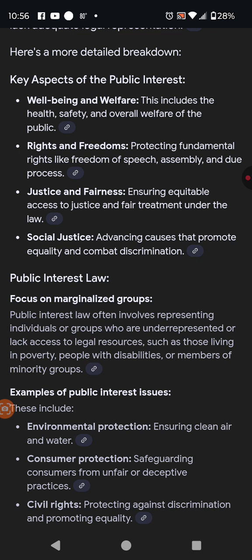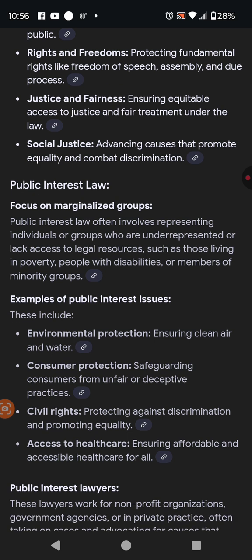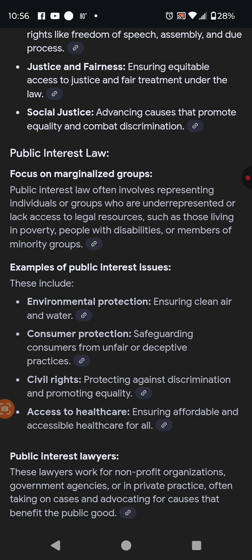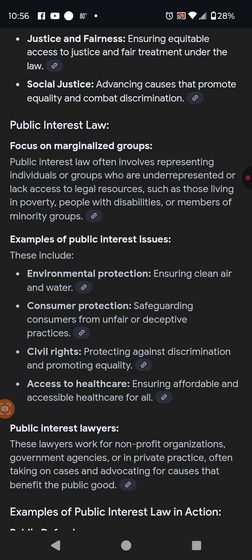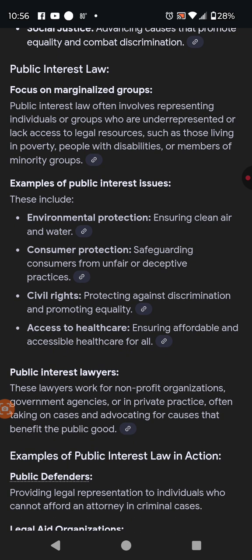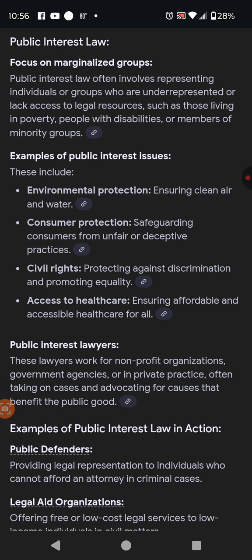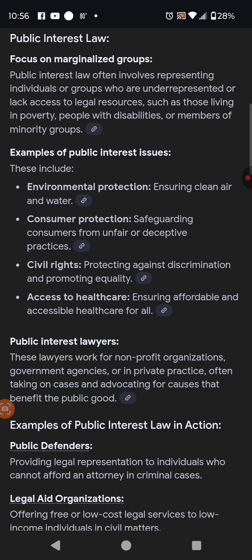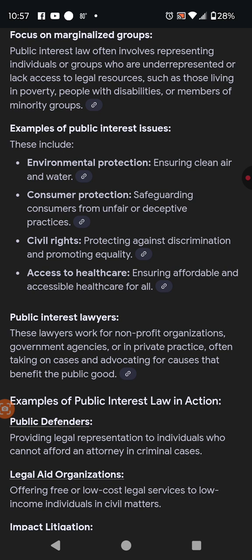Okay, justice and fairness, ensuring equitable access to justice and fair treatment under the law, which is well defined in the rules of professional conduct and the code of judicial conduct. Social justice, advancing causes that promote equality and combat discrimination. Public interest law focuses on marginalized groups. It often involves representing individuals or groups who are unrepresented or lack access to legal resources, such as those living in poverty, people with disabilities, and members of minority groups.